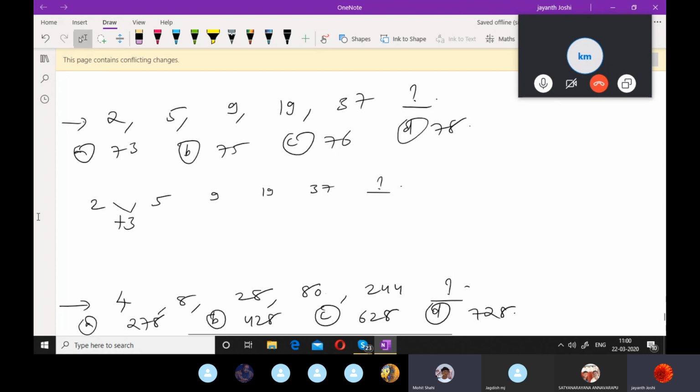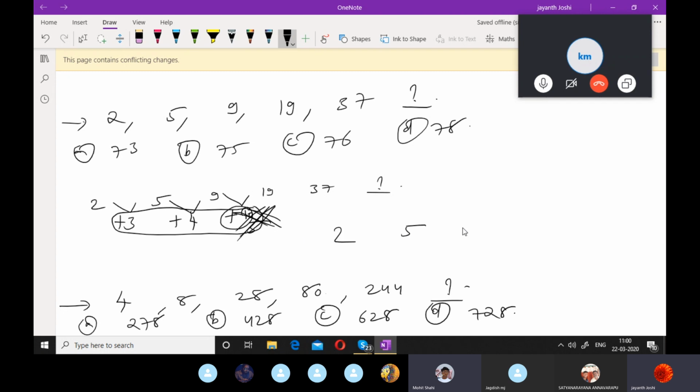So 2 plus 3, 5. 5 plus 4, 9. Till here it is okay. But 9 plus 10 is 19. So that is disturbing the pattern. Why? Because if it is 3, 4, then it would have been 5. It would have been a proper series. But this is disturbing your pattern. So this is not working out for you. So now what to do? Try with some other method. So see and learn the method.